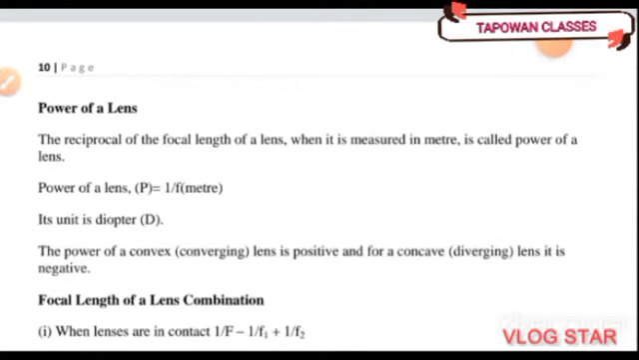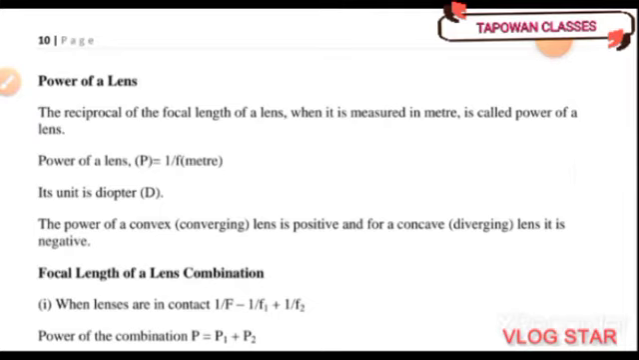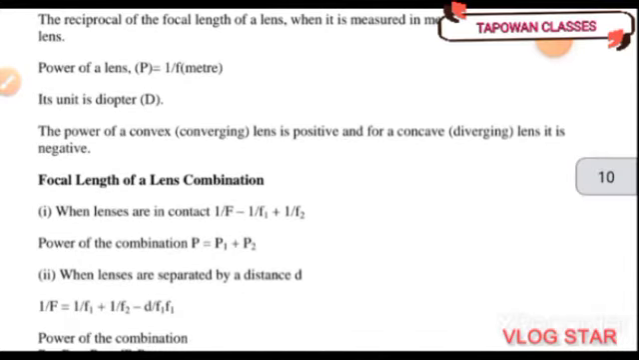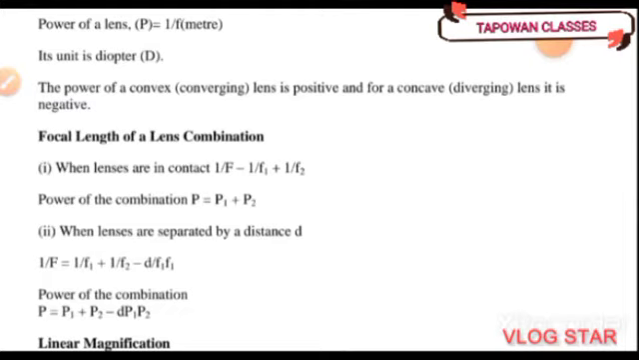Now what is the power of a lens? The reciprocal of the focal length of a lens, when it is measured in meters, is called the power of the lens. P is equal to 1 by f in meters, and its unit is diopter, D. The power of a convex lens is positive, and for a concave lens it is negative.